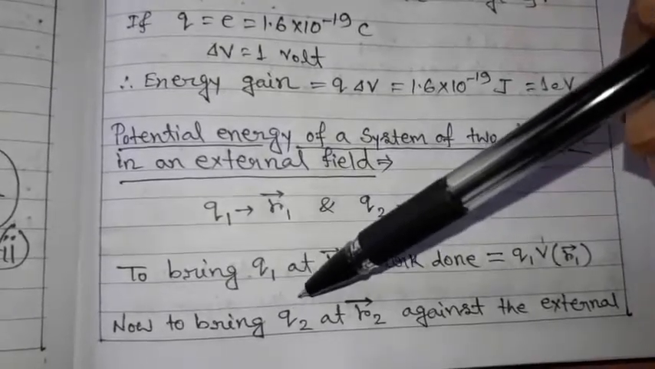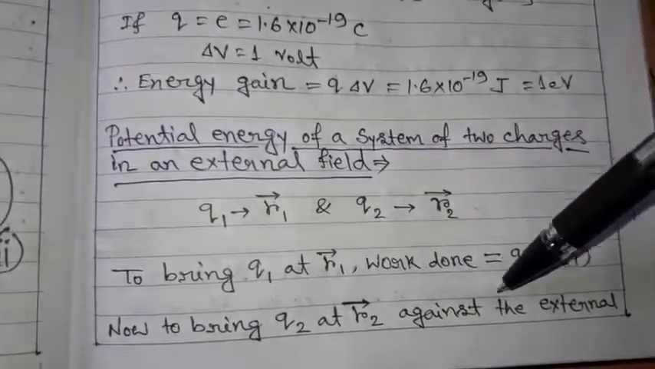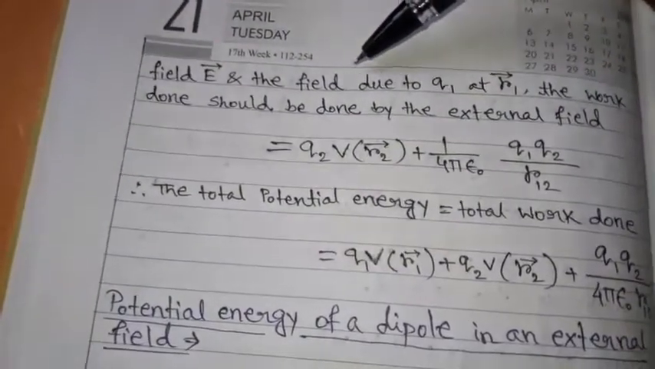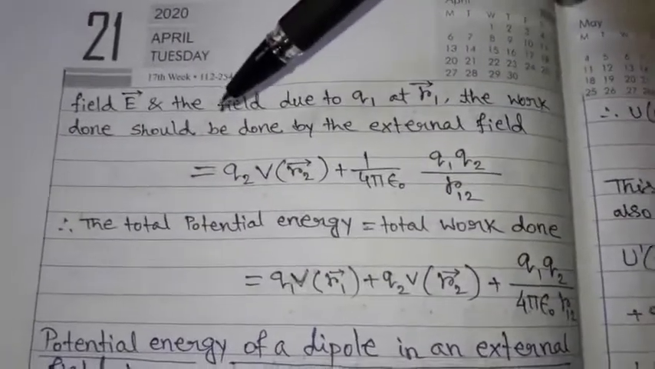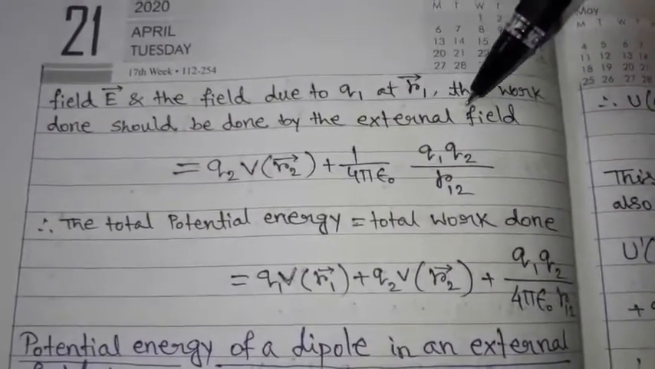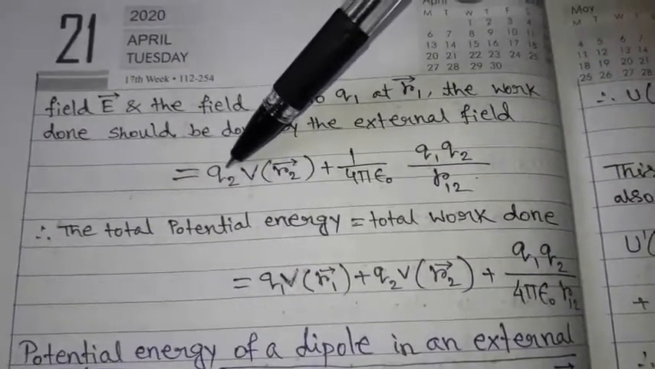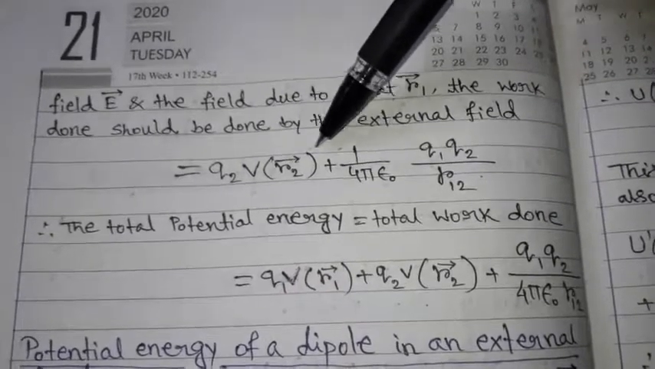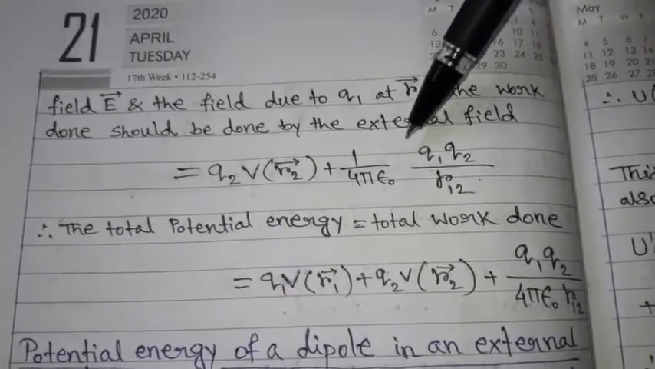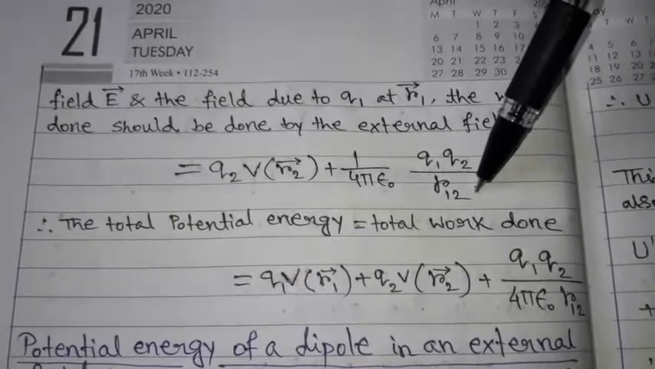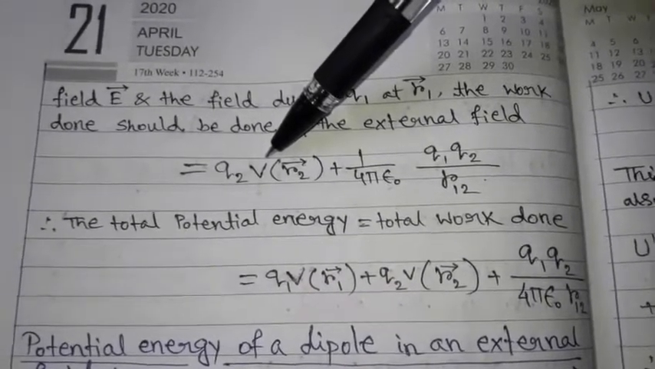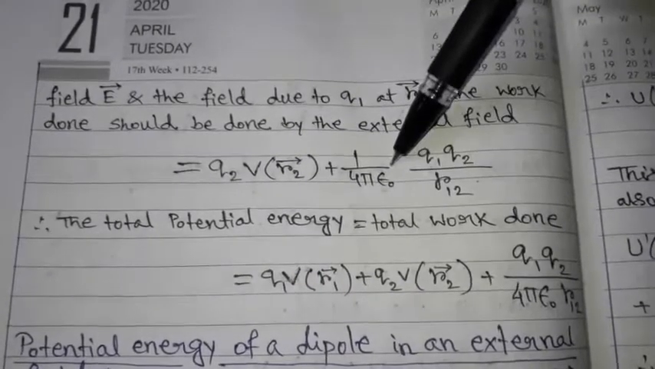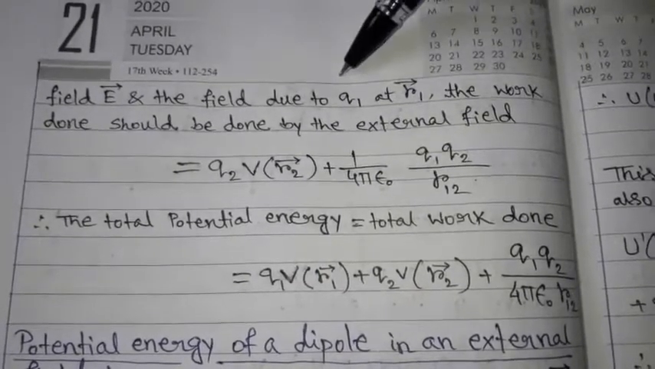Now to bring q2 to r2 against the external field E and the field due to q1 at r1, the work done by the external force equals q2 V function of r2 plus 1 by 4 pi epsilon 0 q1 q2 by r12. This first term is for the external field and this second term is for the q1 charge at the position vector r1.